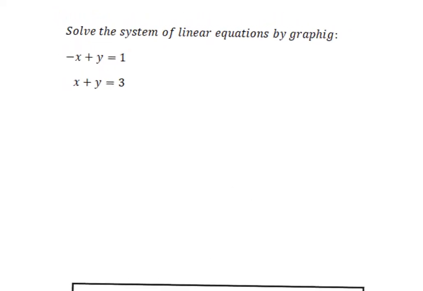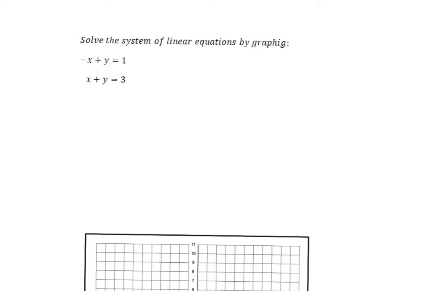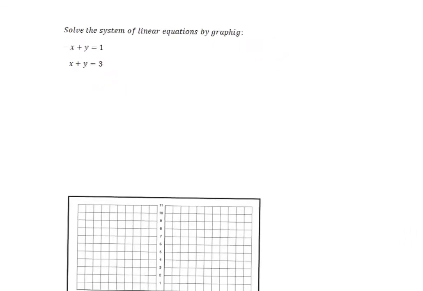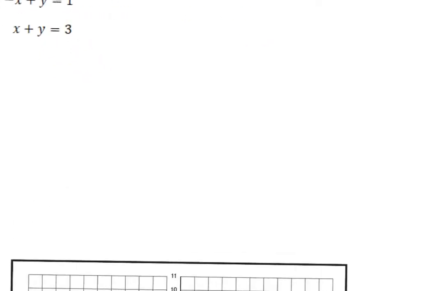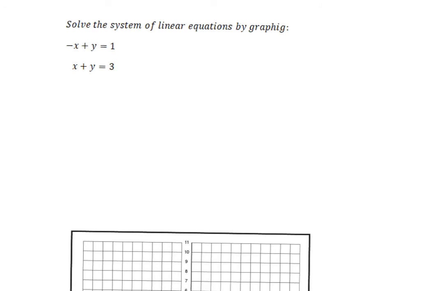Now we just practice how we solve the system of linear equations by graphing. We're going to graph both lines, and they must intersect at a certain point if there is a solution. We know from the previous examples by elimination and substitution that we found x equals 1 and y equals 2. So let's verify this by graphing. Let's graph the first equation right here.